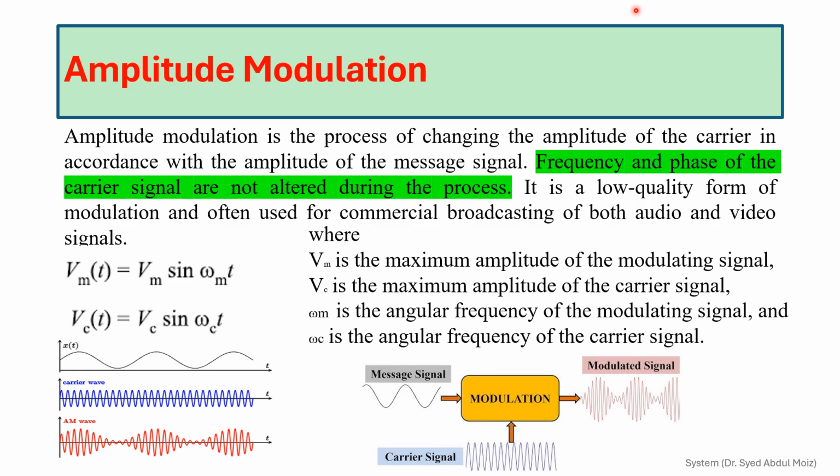The result is an amplitude modulated signal whose envelope mirrors the shape of the original signal, as shown here. In the illustration, you can see that the carrier wave and message wave combine to produce the modulated signal. The envelope of this wave represents the message signal, and by detecting it, we can recover the original information.